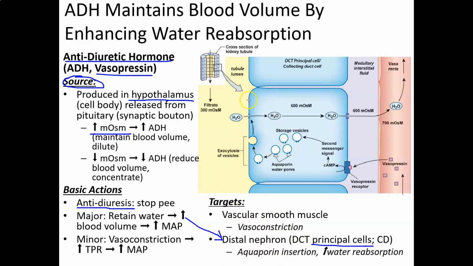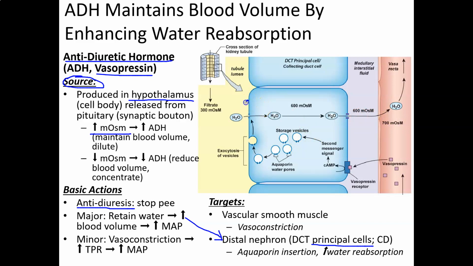Probably the easiest way to think about it is over here in the yellow, that's our ultrafiltrate, right? And if we don't take things out of here, it's going to go out as urine. Here's our blood vessel over here on the right side. And then here is the interstitial fluid.